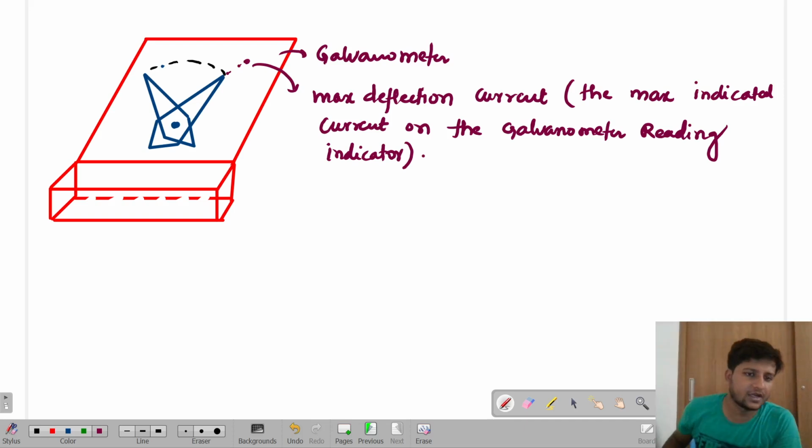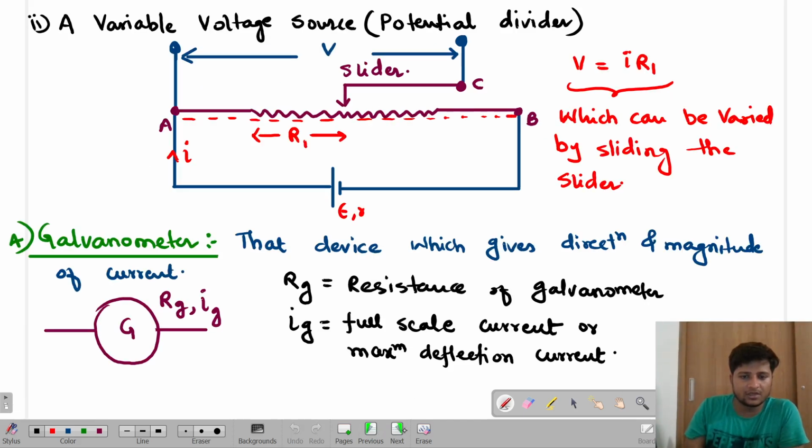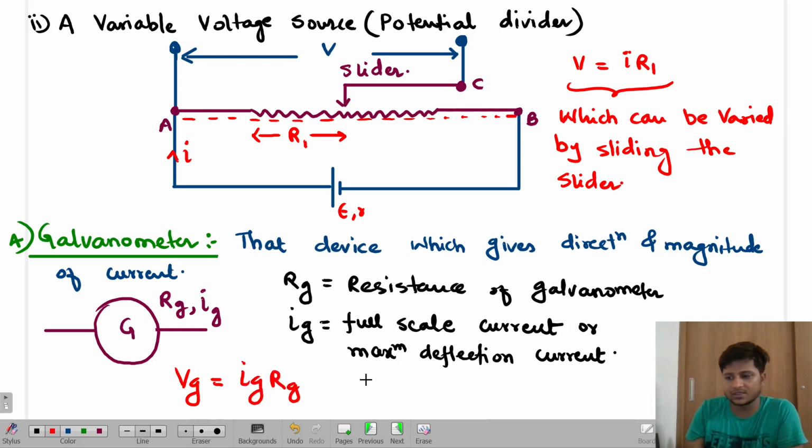So this is the max value of current which is being shown in the galvanometer. Look over here, at this max value of current, as we know this galvanometer has some resistance. At this max value of current, I can get the max value of voltage in the galvanometer. So it is equal to max deflection current into galvanometer resistance.